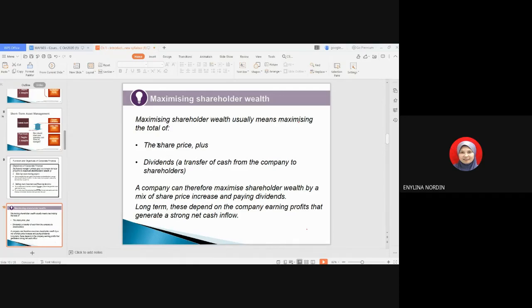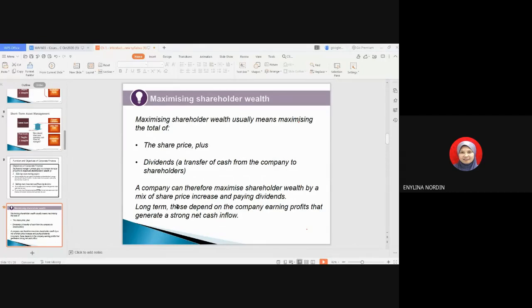If you see that by making your investment decision results in an increase in share price, that means you are maximizing the firm's value. If your investment decision and financing decision make your company profitable, and then you have more cash and excess cash to be used as dividend payment for your shareholders, then you are considered as making good decisions for investment and financing, right?